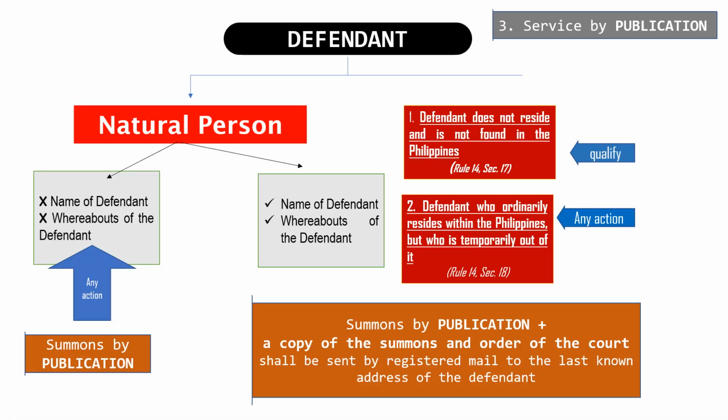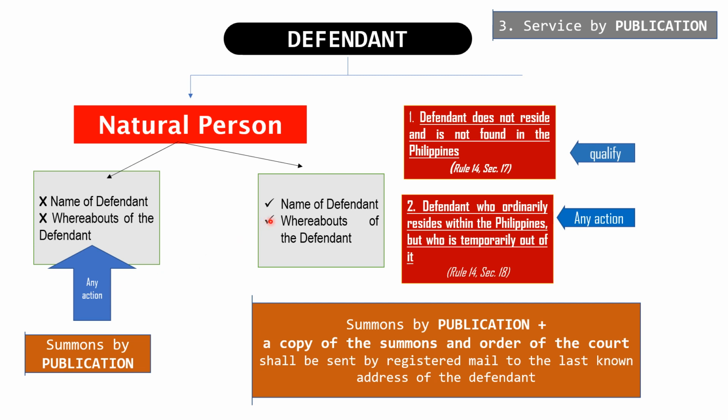So this is the summary of what we have just discussed. If your defendant is a natural person, what is the approach again? You ask yourself, does the plaintiff know the name or the identity of the defendant? Does the plaintiff also know the whereabouts of the defendant? If the answer is in the negative, then you can serve summons by publication. Take note that it is applicable to any case, any action.